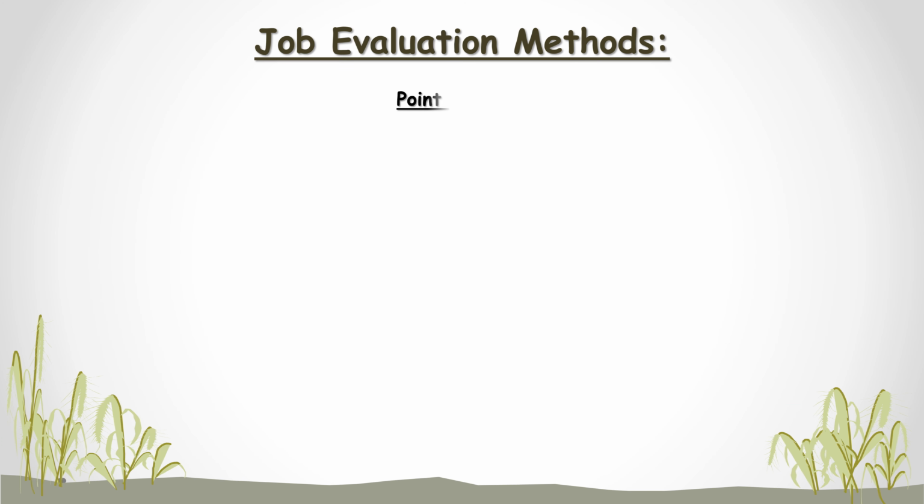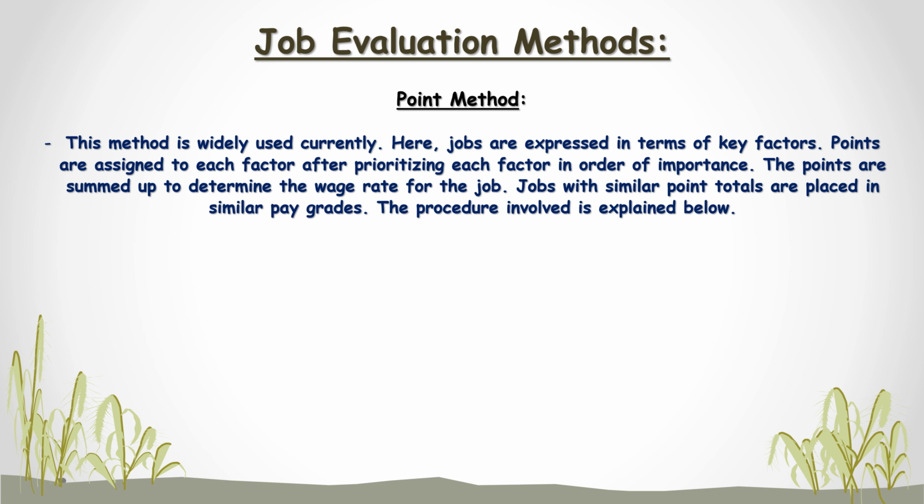Point method. This method is widely used currently. Here, jobs are expressed in terms of key factors. Points are assigned to each factor after prioritizing each factor in order of importance. The points are summed up to determine the wage rate for the job. Jobs with similar point totals are placed in similar pay grades. The procedure involved is explained below.